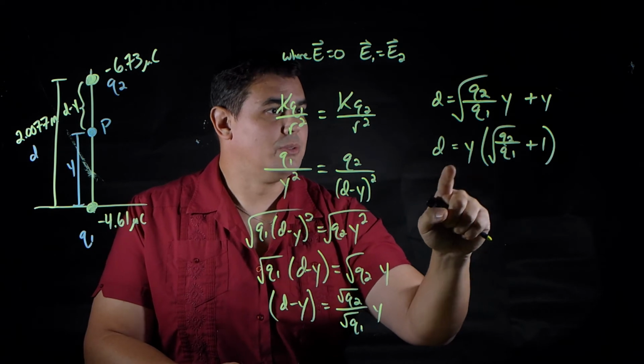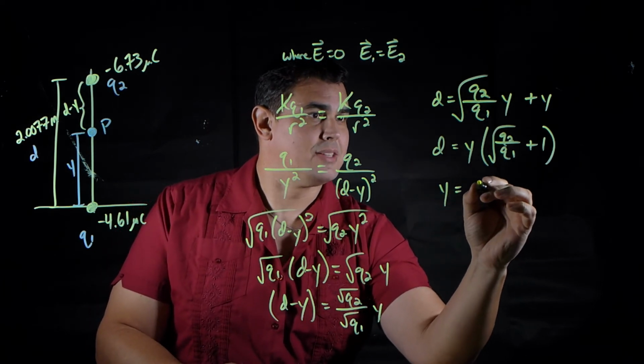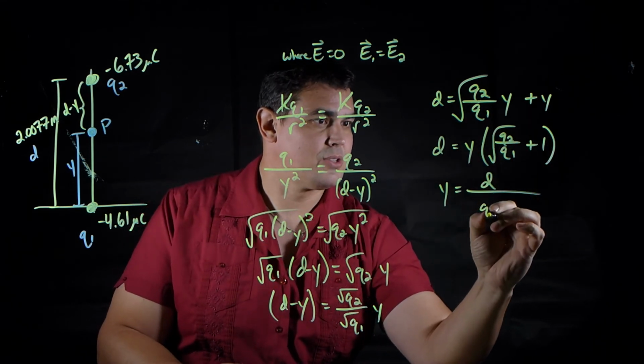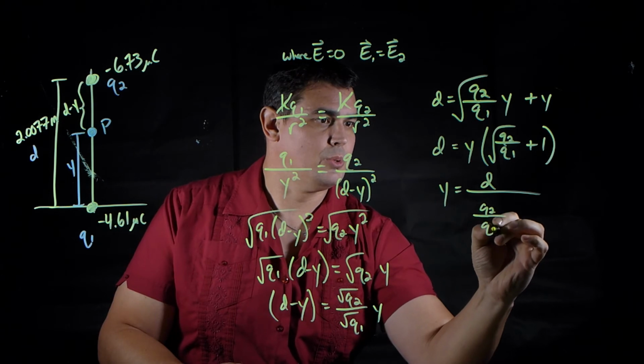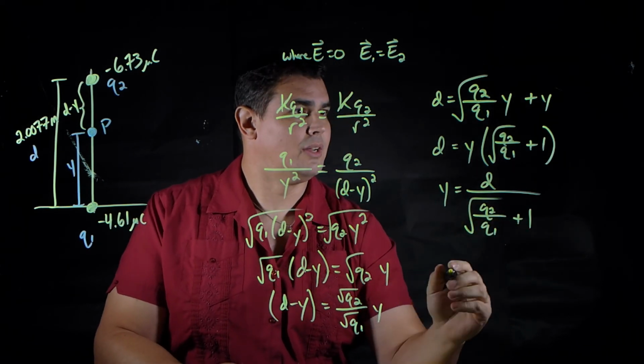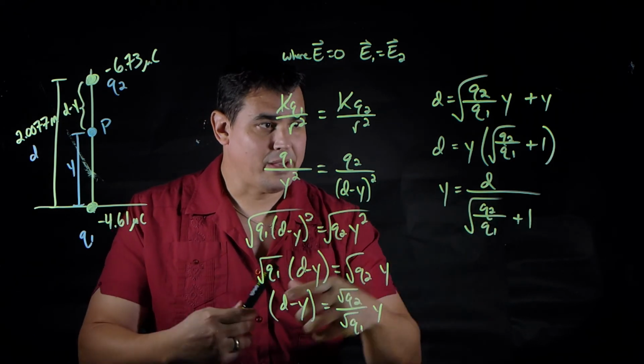Okay, so let's solve for Y. I'm there, home free. So that's equal to D divided by this whole mess. So that's root Q2 over Q1 plus 1. So there's my answer.